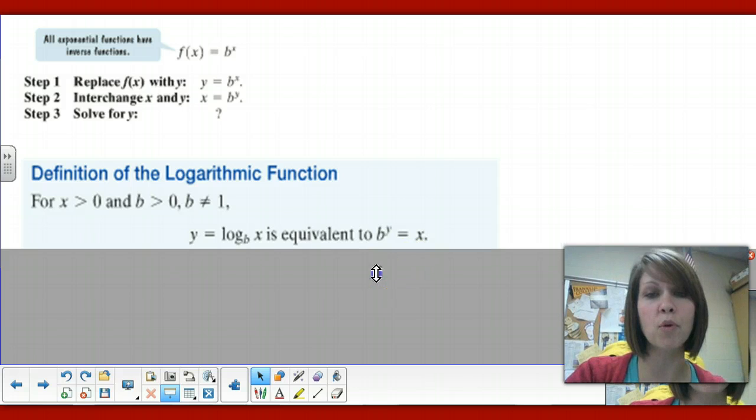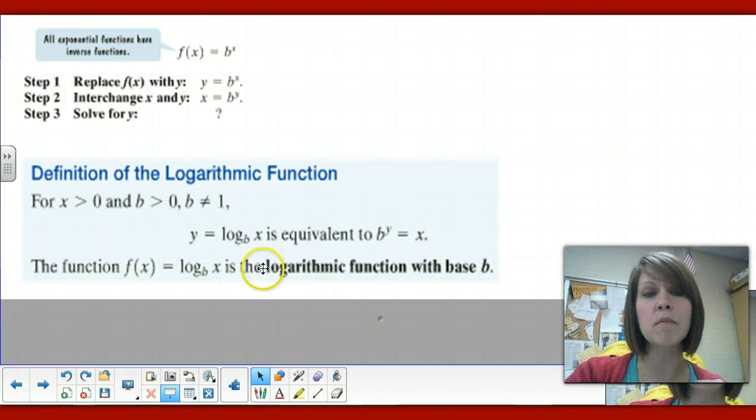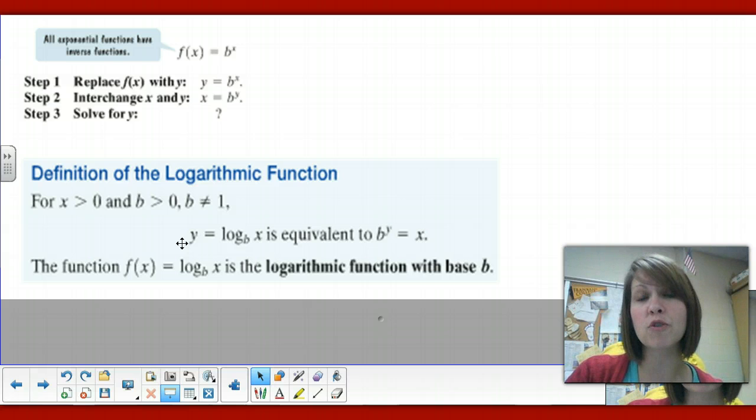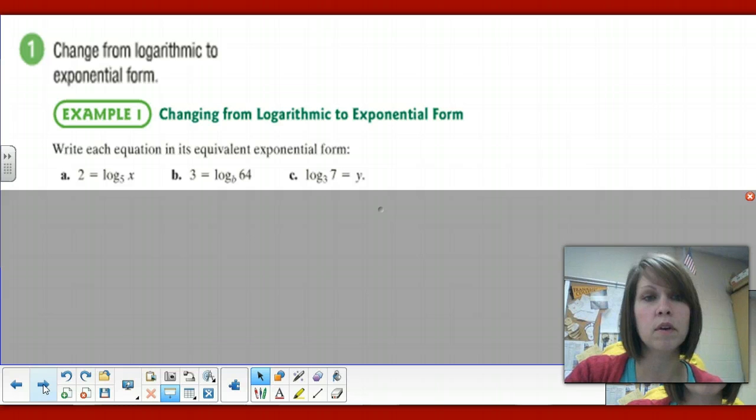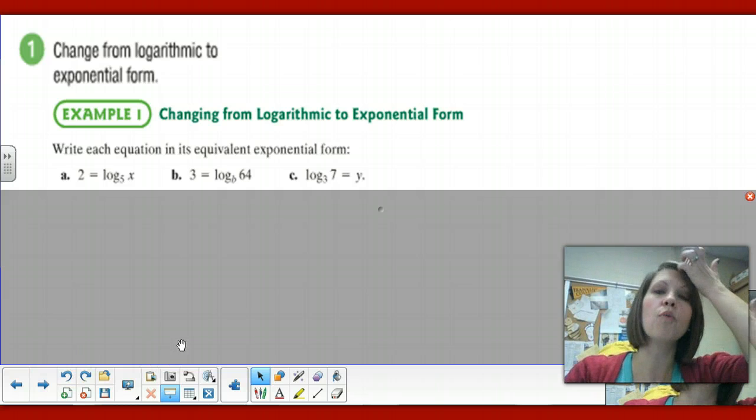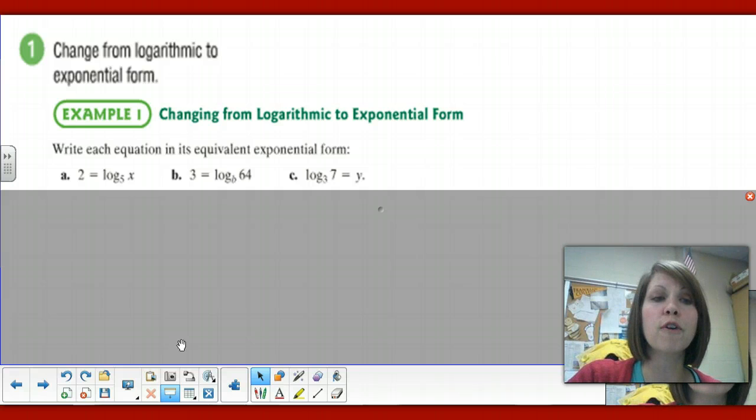Okay, I want you to remember where that comes from is we move the base, okay? We take the base of the log and we move it over to become the base of the exponent. So b to the y equals x. The base was moved. That's going to be the basis for objective 1, writing an exponential function in logarithmic form, and objective 2, writing a logarithmic function in exponential form. Okay, so I switched those. Writing a logarithmic function in exponential form we're going to do first, okay?